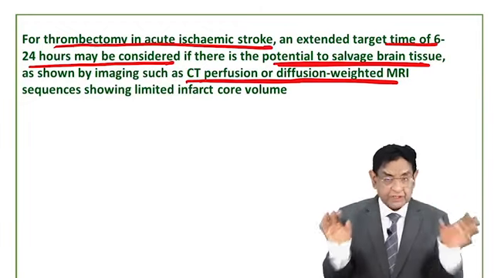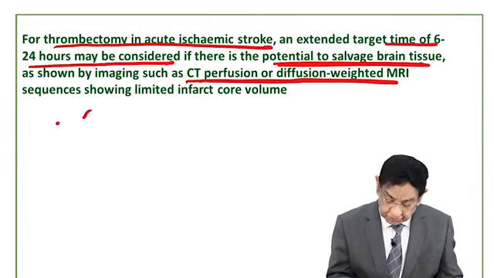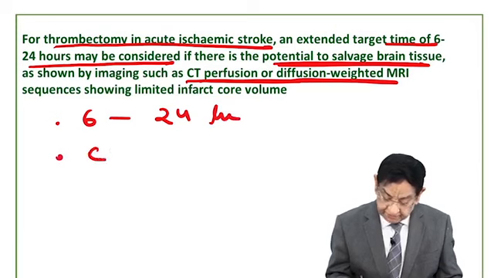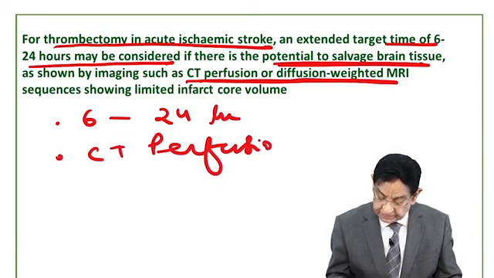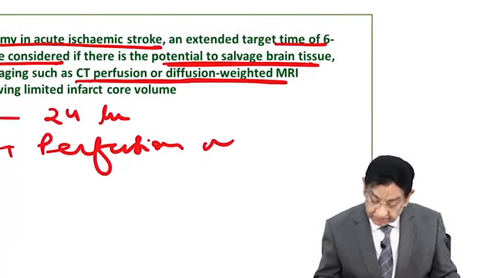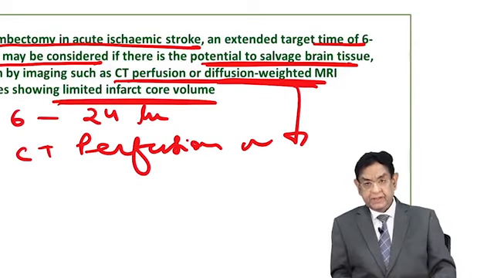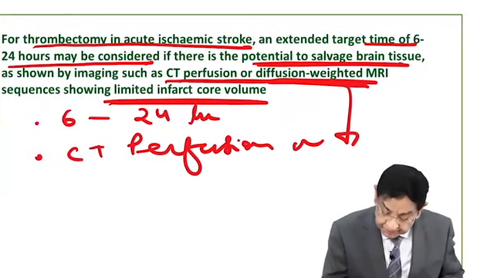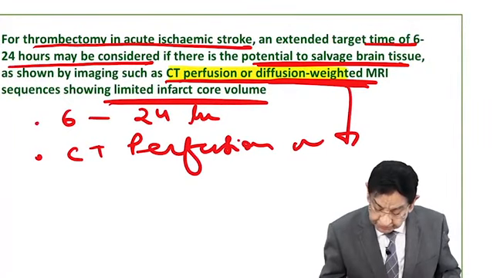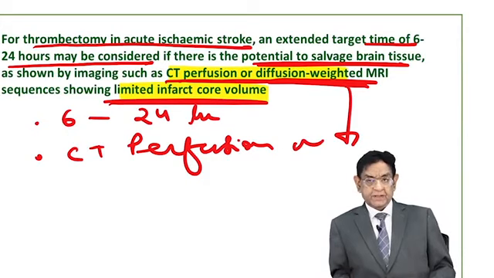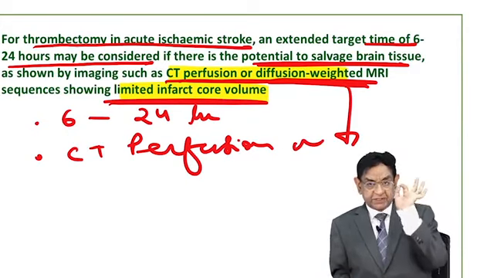So to conclude, for 6 to 24 hours, do CT perfusion studies or diffusion-weighted MRI, and if they show limited infarct core volume, then you can plan for mechanical thrombectomy, 6 to 24 hours.